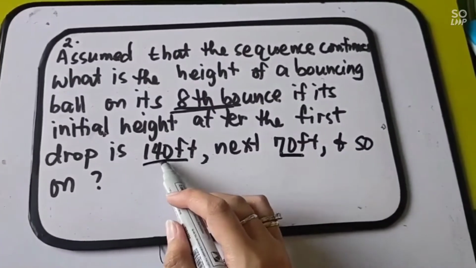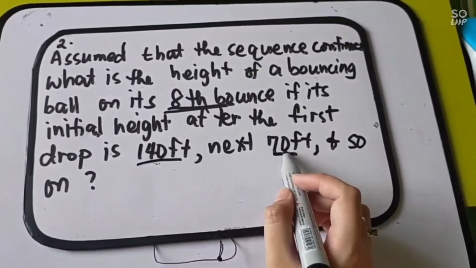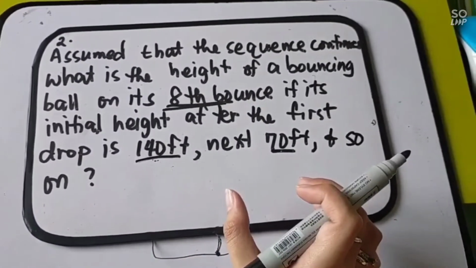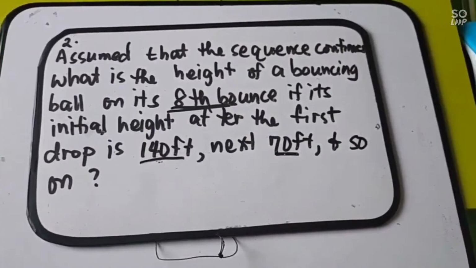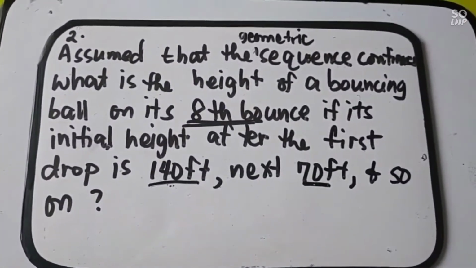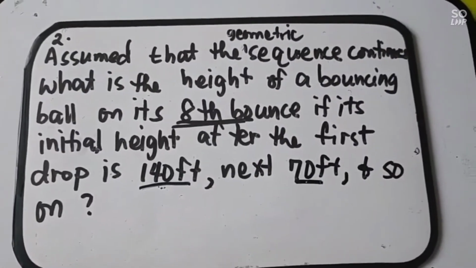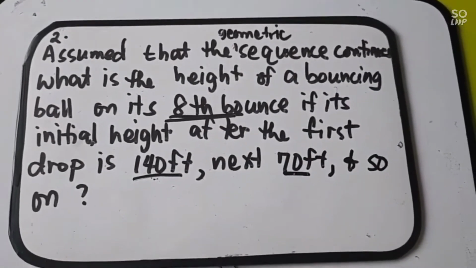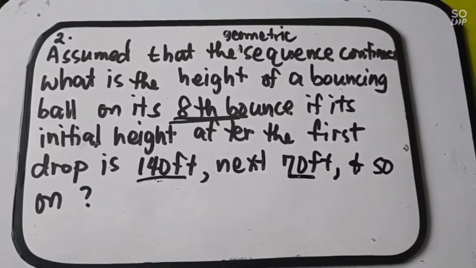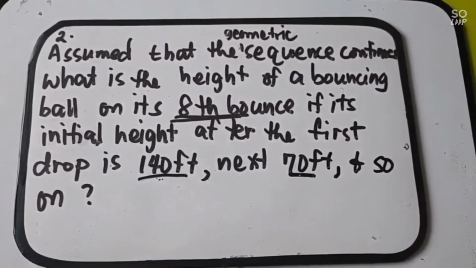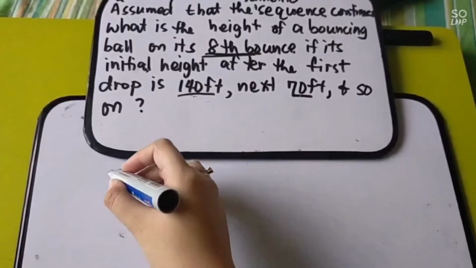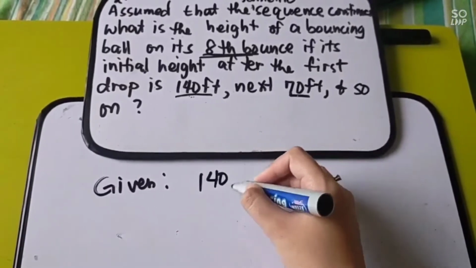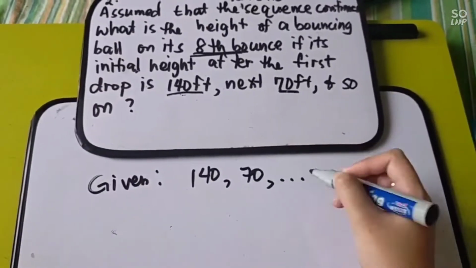Since the given here is 140 feet and then it became 70 feet, what happened is it was halved. Okay, so since it was halved, this one is a geometric sequence. Since it is a geometric sequence, this is the solution we will do. So, let us have the given first. Our given sequence is 140, next is 70, and then so on.